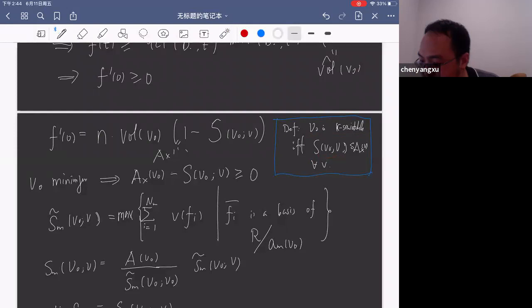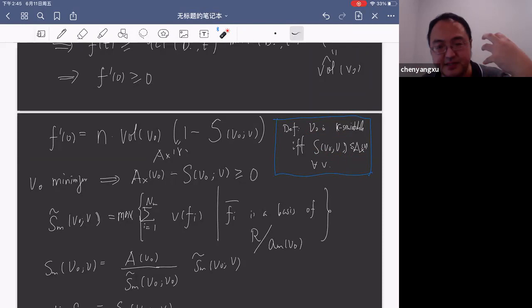but both of them are one. But what I want to say is, if S is less than or equal to the AXV for any V, here I fix my V zero. I haven't defined what this is, I'm going to define it. But let's say if I define this kind of S invariant, and if it's less than or equal to any log discrepancy, I call this valuation K semi-stable. And actually what we prove is the K semi-stable valuation is precisely the same as the minimizer.